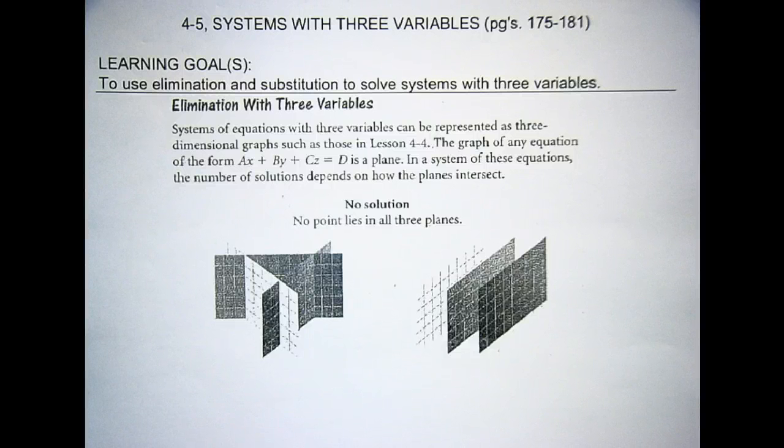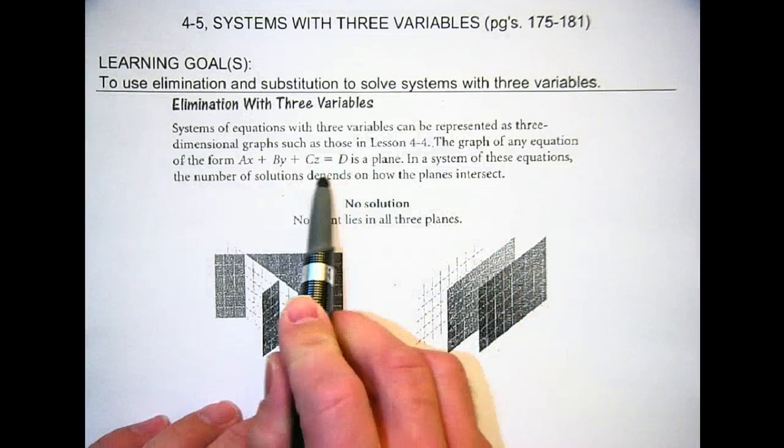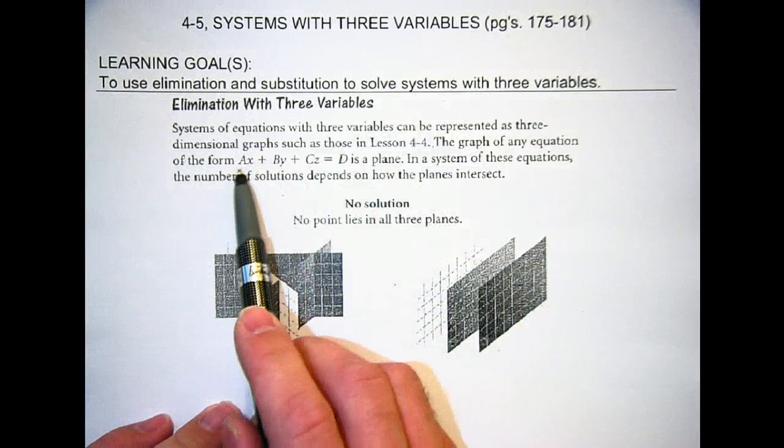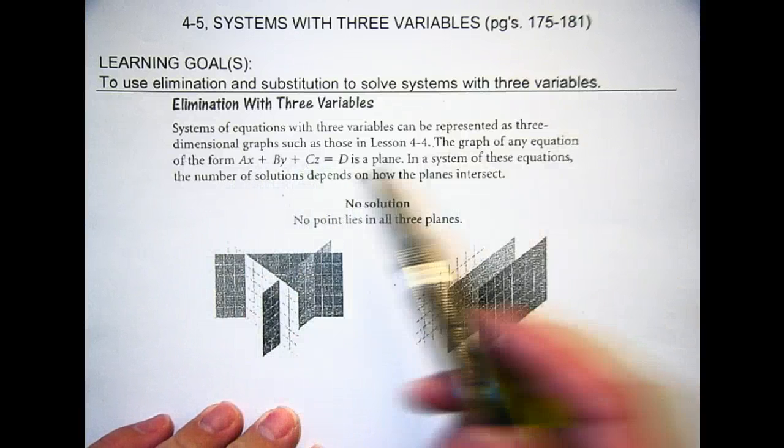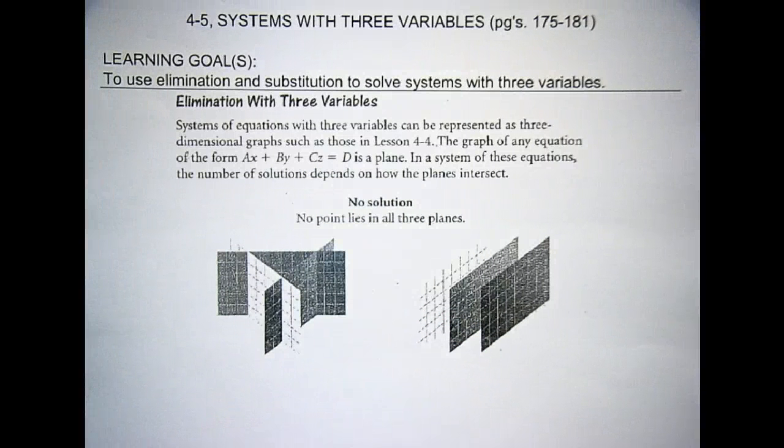So looking at this, a system of equations with three variables can be represented as three-dimensional graphs, like the ones we just did. The graph of any equation in the form of ax plus by plus cz equals d is a plane. So just like you did last lesson, you were graphing planes. That's what this is. Okay? So when you have three variables, in order to solve for a single variable, you must have three different equations. Okay, so when you're dealing with a system, if you have three variables, you need to either know what one of those variables is or you need three different equations to solve for them with those variables.